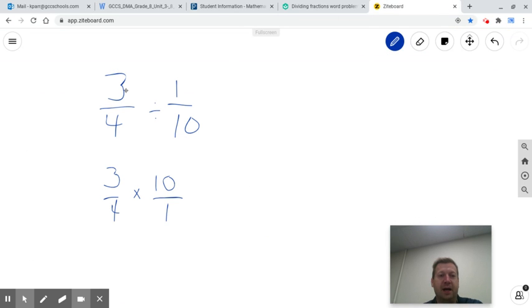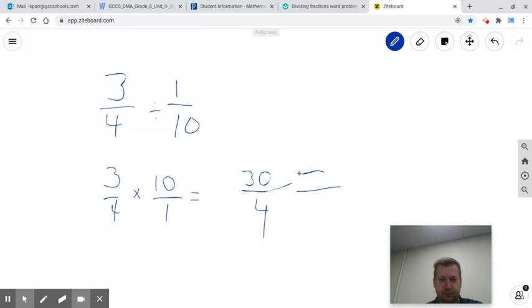And if you remember from last year, the method we use for solving fraction division is we do keep, change, flip. So I keep 3/4 the same. I change division to multiplication. And I flip 1/10 to 10 over 1. And that gives me 30 over 4. And I can simplify that because 4 will divide into 30. 7 times 4 is 28. So 30 divided by 4 is going to be 7 with a little bit left over.